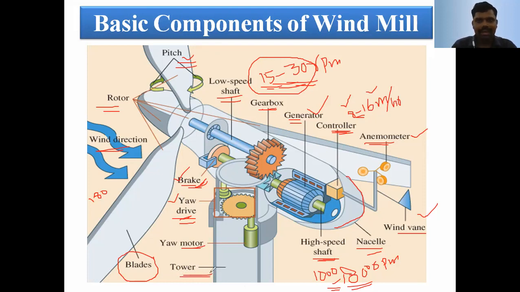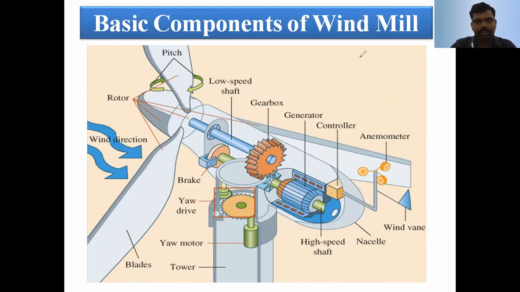And the tower is made from tubular steel and concrete or steel lattice. In most windmills, the tower used is tubular steel. It supports the complete wind structure, because wind speed increases with height and the structure is tall.